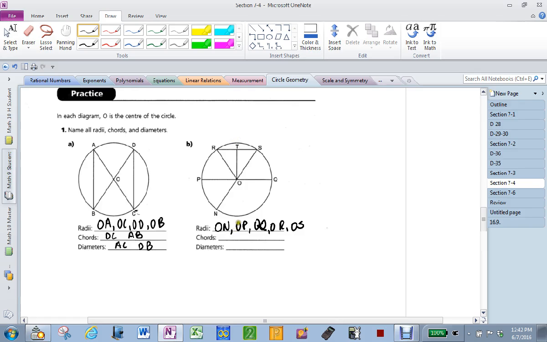What are the chords? RS. Whoa, relax there. Slow it down. RS. Is there another chord? Are the rest diameters? And in this question, I specified diameters go down here. What are the diameters? And NS. Can everybody read these things?